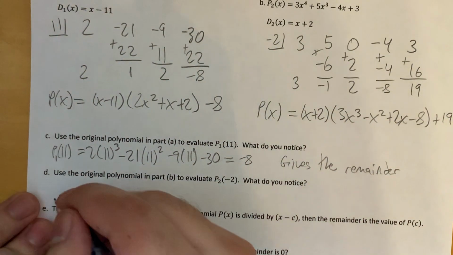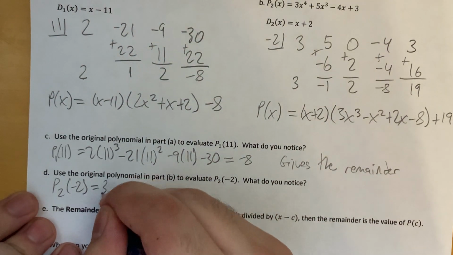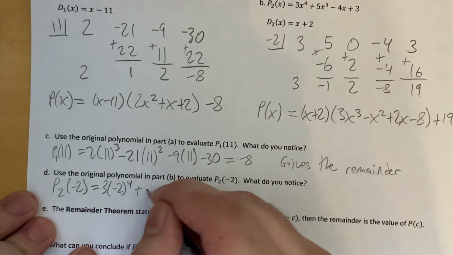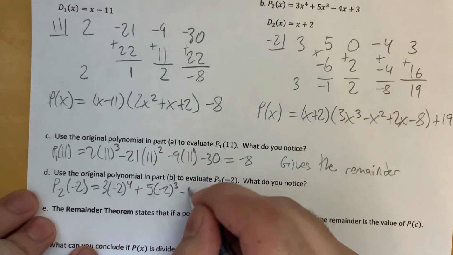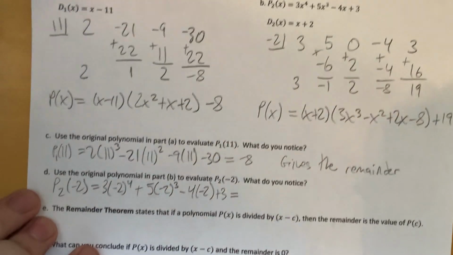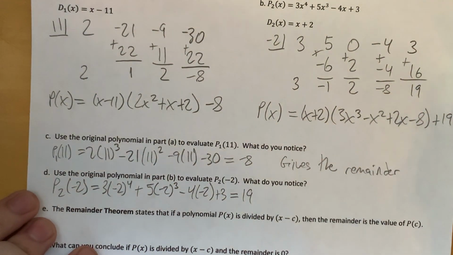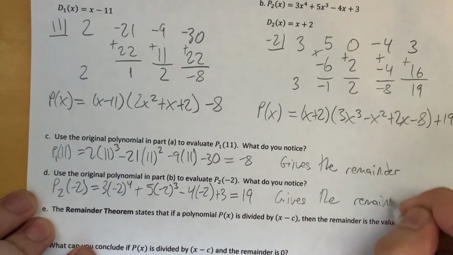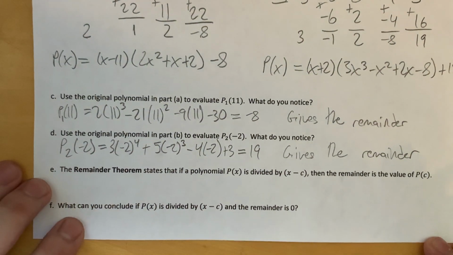All right, so let's do P of negative 2. So that's going to equal 3 times negative 2 to the 4th, plus 5 times negative 2 cubed, minus 4 times negative 2, plus 3. So what do we get? We get 19. What does that give us? It gives us the remainder. All right, let's do D.